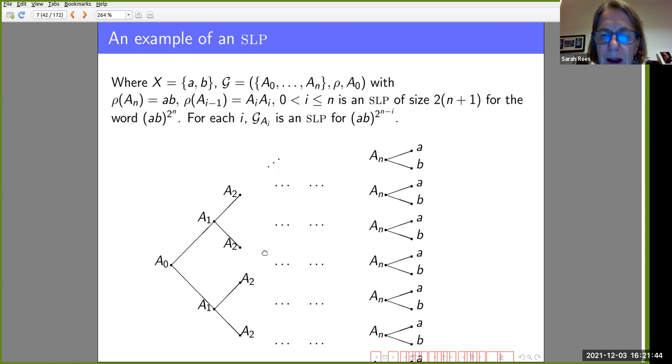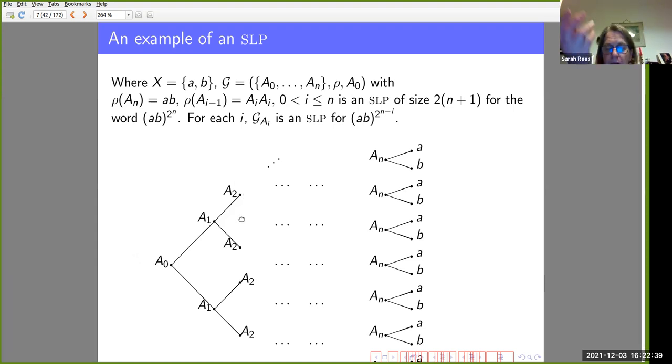This is the straight line program that produces a word of the form AB to the 2 to the N. We have N plus 1 variables. The first one is A0, and each variable has a production that maps it to the next variable doubled up. So A0 goes to A1, A1; A1 goes to A2, A2; A2 goes to A3, A3. But ultimately AN goes to the string AB. And so this grammar produces the word AB to the 2 to the N. That's the value of A0, but the value of A1 would be AB to the 2 to the N minus 1. The value of A2 is AB to the 2 to the N minus 2, and so on.